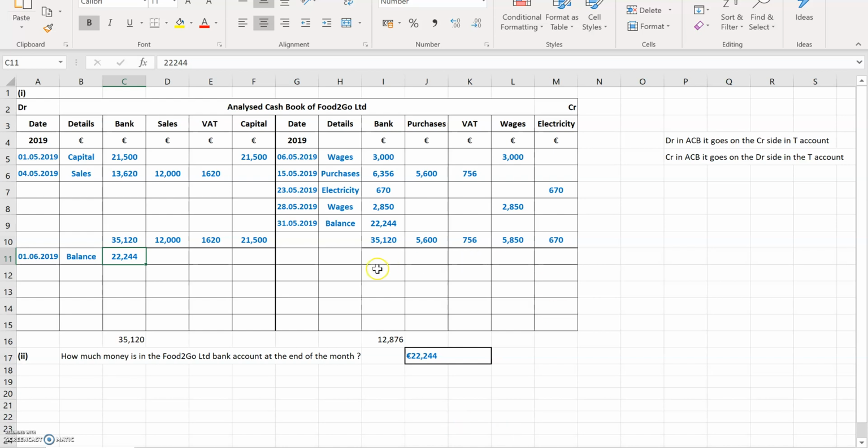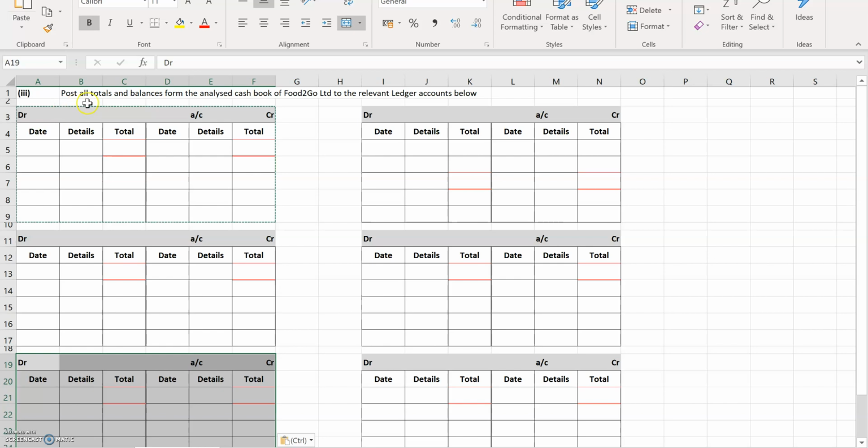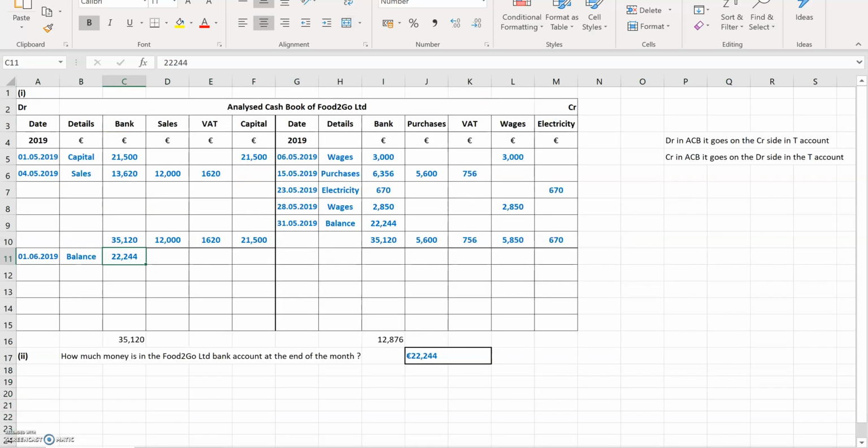Okay, so for the second part, we need to post the totals from the analyzed cash book into our T accounts. So this question says, post all the totals and balances from the analyzed cash book of Food to Go Limited to the relevant ledger accounts below. So that means that each one of these totals for our analyzed columns, so sales, VAT, capital, purchases, VAT, wages, and electricity, each one of the T accounts we're going to use the headings from the analyzed cash book, sales, VAT, capital, and that's going to be the heading of our ledger accounts.